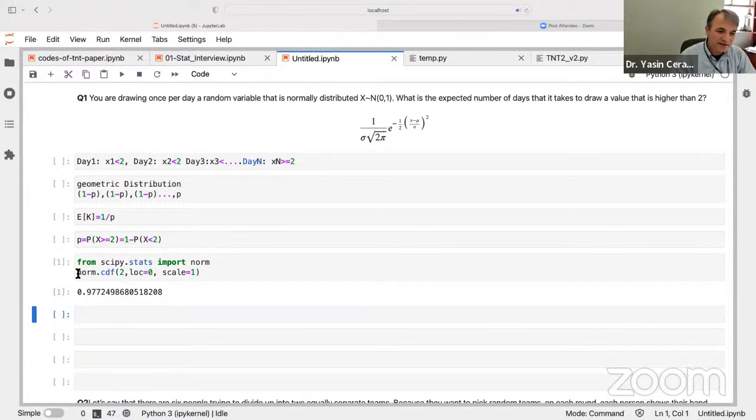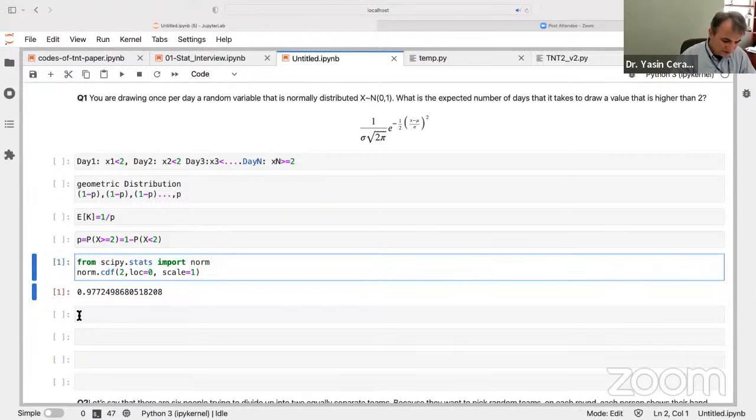So let's say this is the probability of failure. So any number that I pick from less than 2 is failure, right? If you pick 1, then you keep drawing this number. If you pick 1.5, keep drawing the number. So what is the probability that you're going to pick a number which is less than 2? It is 0.97. I'm going to call it probability of failure.